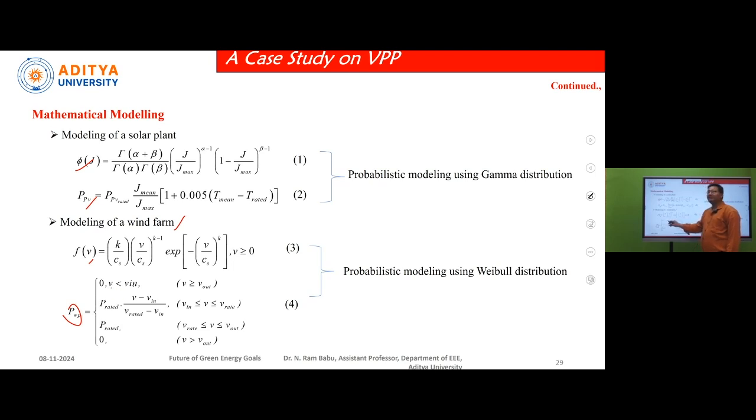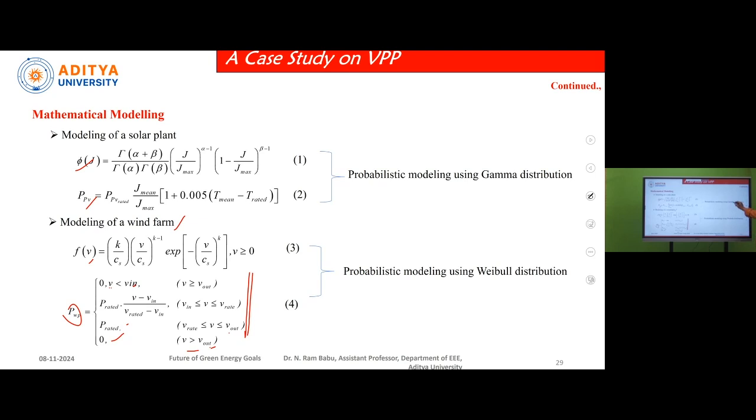The wind power will be 0 if the wind velocity is less than V in. If it lies between V in and V rated, it will be P rated into (V minus V in) by (V rated minus V in). If it lies between V rated and V out, then the output will be P rated. If the wind velocity is greater than V out, then the power will be 0. Do you get it? These are the inequality constraints of wind turbine systems.